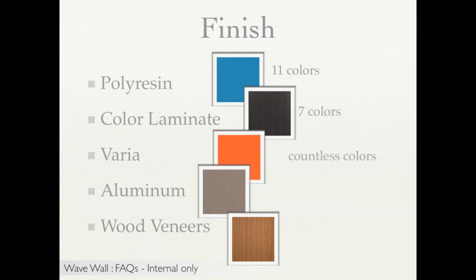Varia has countless color options, with the only limitation being that it must be 1/16 of an inch gauge. Also be aware that Ghost must be used as a backer for any Varia option. Aluminum has 6 color options, and there are 13 standard wood veneers to choose from.